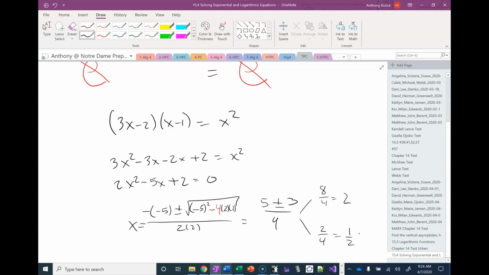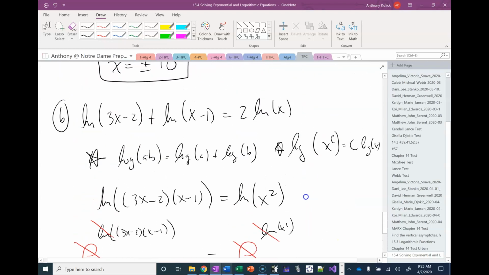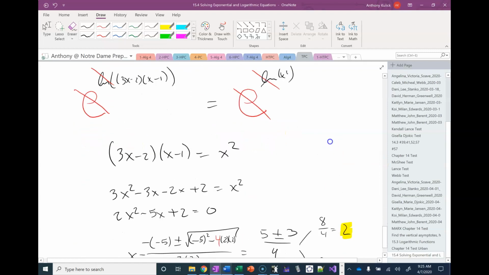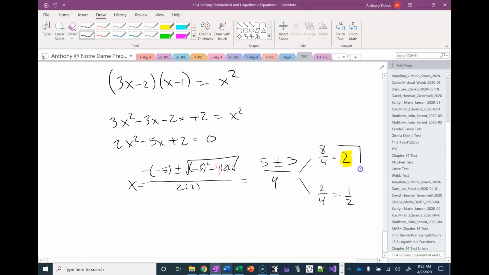I have to make sure I go back and check to see if either of these two work. I'm really just checking to see if I get a negative value inside my logarithm. So I have to go all the way back to the very beginning. If I plug 2 in, 3 times 2 is 6 and minus 2 is 4. That's positive. 2 minus 1 is positive. And then if I plug in there, I'm positive. So 2 works. Now let's check the 1/2.